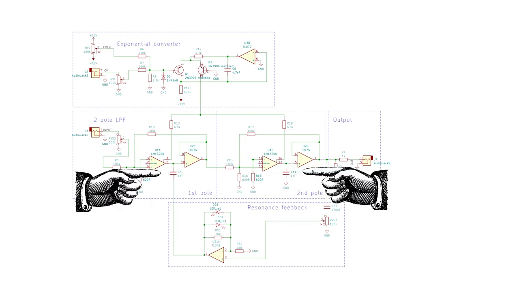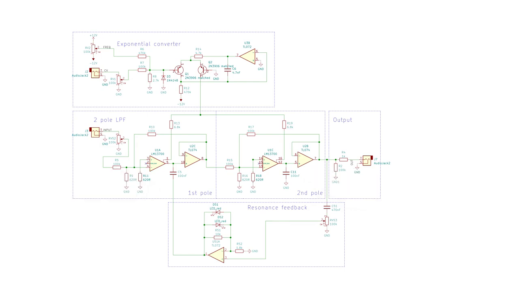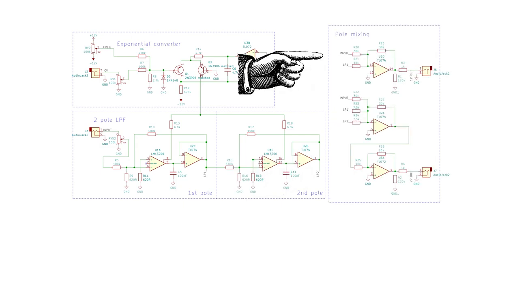And then you have these two capacitors here which determine the frequency range of the filter. And since we're intending to use this with low frequencies, those capacitors need to be larger. I bumped them up to 100 nanofarads. For this all-pass filter, we don't need and don't want resonance, so that resonance feedback loop is just eliminated completely. And then for the output, instead of just taking the output of the second stage of the low-pass filter and sending that to the output jack, instead there's this output section, and it's labeled pole mixing.